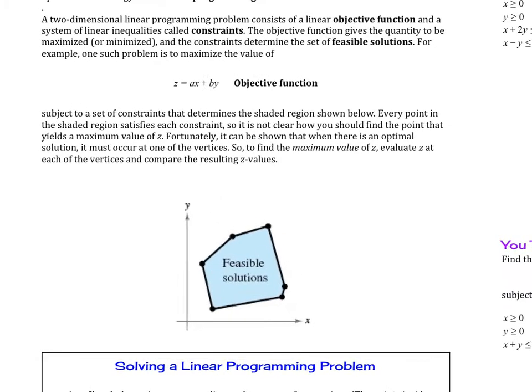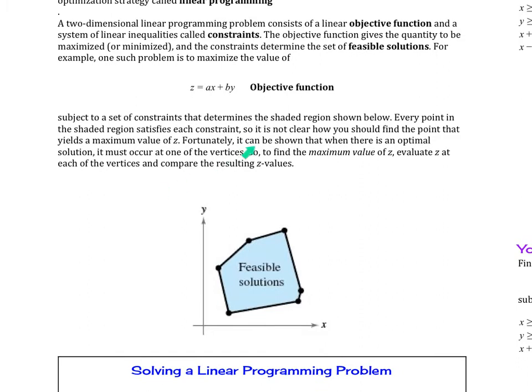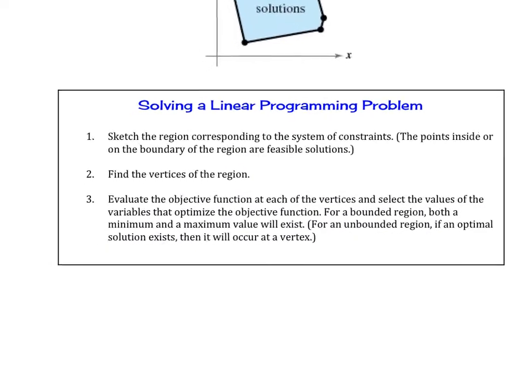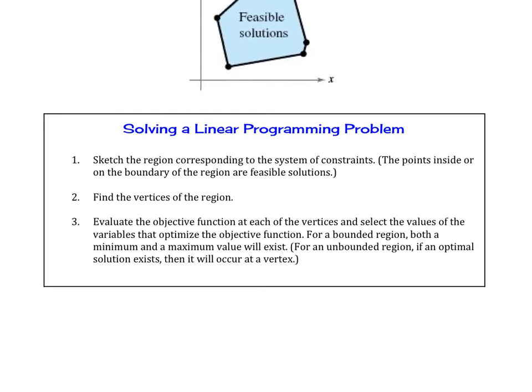Every point in the shaded region satisfies each constraint, so it is not clear how you should find the point that yields a maximum value of z. Fortunately, it can be shown that when there is an optimal solution, it must occur at one of the vertices. So to find the maximum value of z, evaluate z at each of the vertices and compare the resulting z values. So that is what we are focusing on today. Each of these are the vertices, and so then we would plug it into our objective function. So this is the general rules of how to solve a linear programming problem.